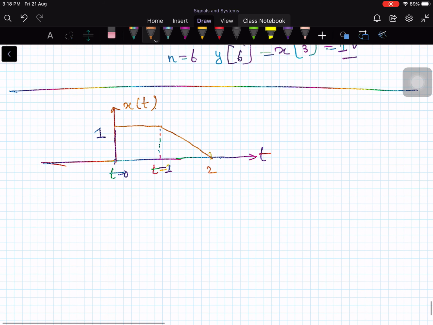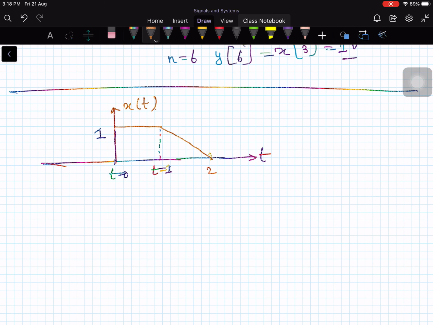Now let us find out one by one. I want to find out x of t plus 1. As I said, if I substitute x of t plus 1, the signal is shifted to the left by 1 unit. Shifted to left by 1 unit. You can do like that, or you can substitute the values and you can find out.